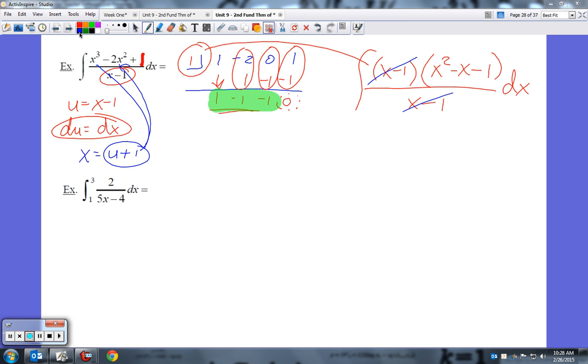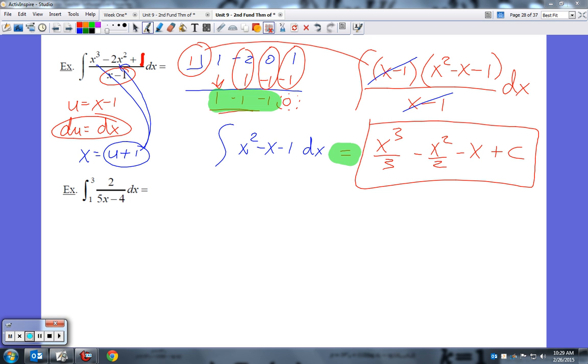So all you're really integrating is a linear or a quadratic. That's not hard at all, because everything else cancels. This becomes x cubed over 3, and believe it or not, they are sticklers about that equal sign as far as when you write it in this form. Minus x squared over 2 minus x plus c. There's your answer for your indefinite.